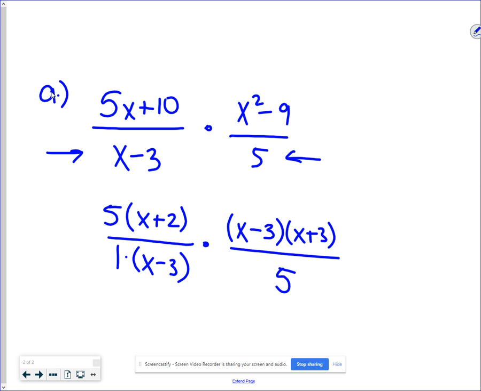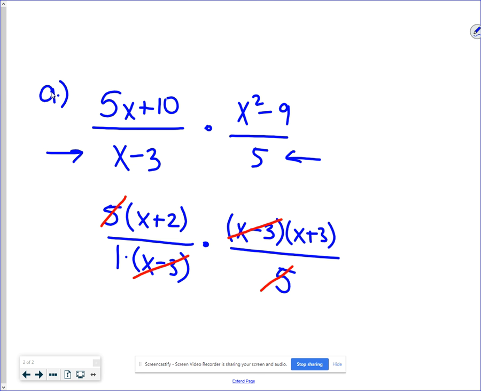So now, you're going to see if anything can cancel out. Any factors on top that match any factor in the denominators, you can mark out, even if they're not above each other. They can be diagonal from each other, like these two 5s. So this 5 here will cancel that 5. This x minus 3 will cancel that x minus 3. And nothing else cancels out.